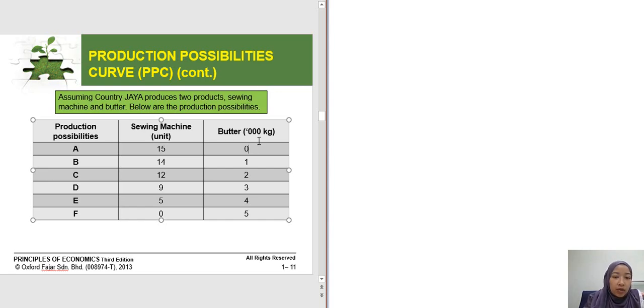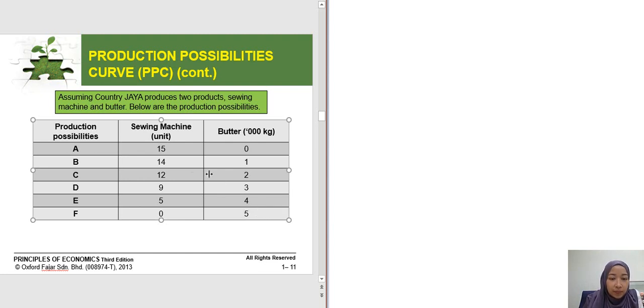And if you look at the bottom row here, if you decide to produce butter only and you don't want to produce sewing machine, what you can get is 5,000 kgs of butter. That is the case if you want to produce only one product. But what if you want to produce both products? What are the combinations of units that you can get in your production?